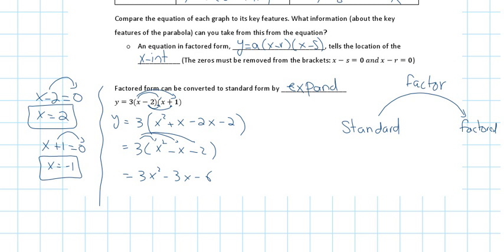To go from factored to standard, I have to expand or FOIL.